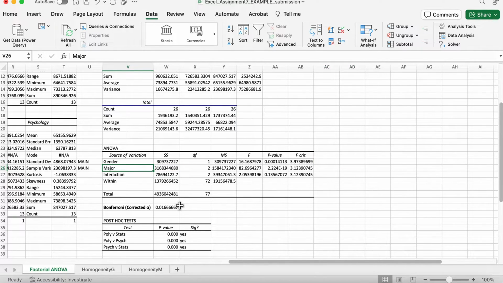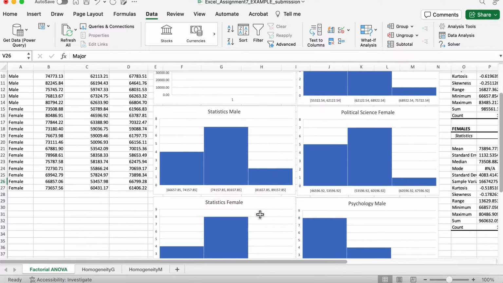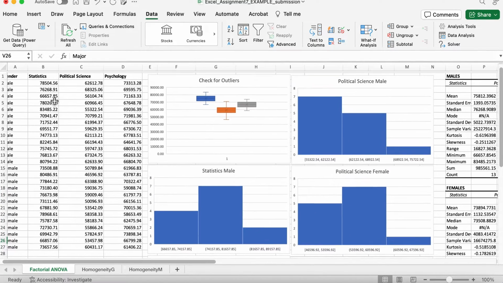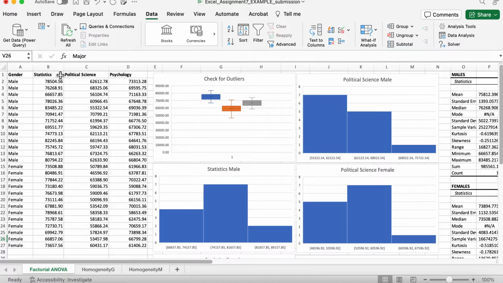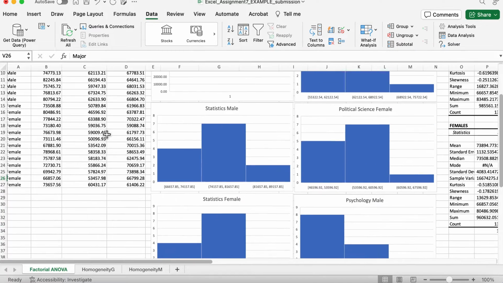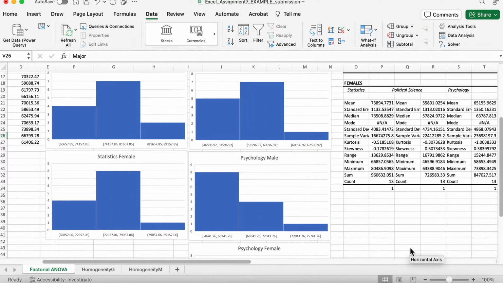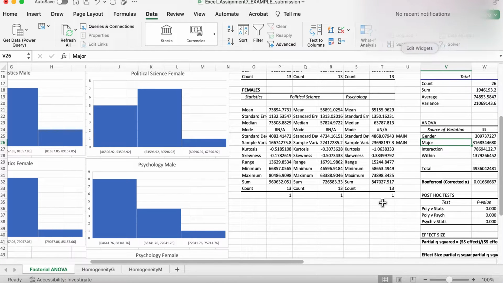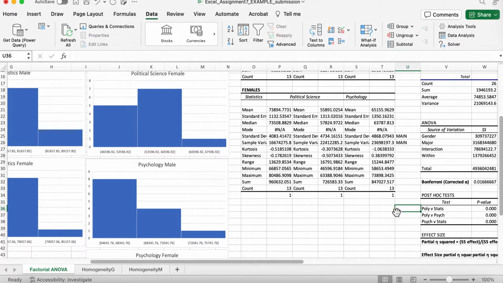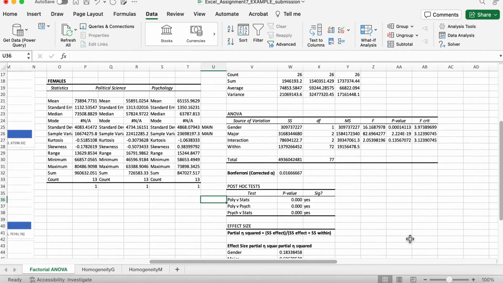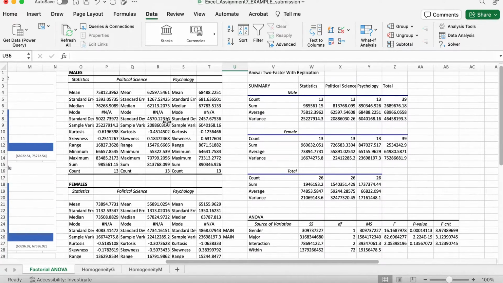As far as major goes, you have a difference, but where's the difference? So you know there's a difference, but is statistics bigger than political science? Is statistics bigger than psychology? Is psychology bigger than statistics? You just don't know what's happening exactly. So we can go and we can look at the means, which right now we only have the means for males and females.